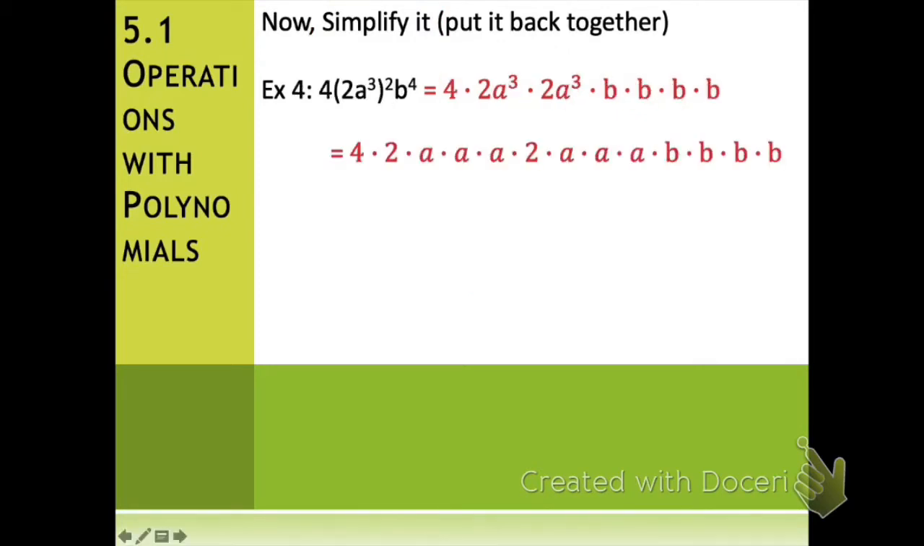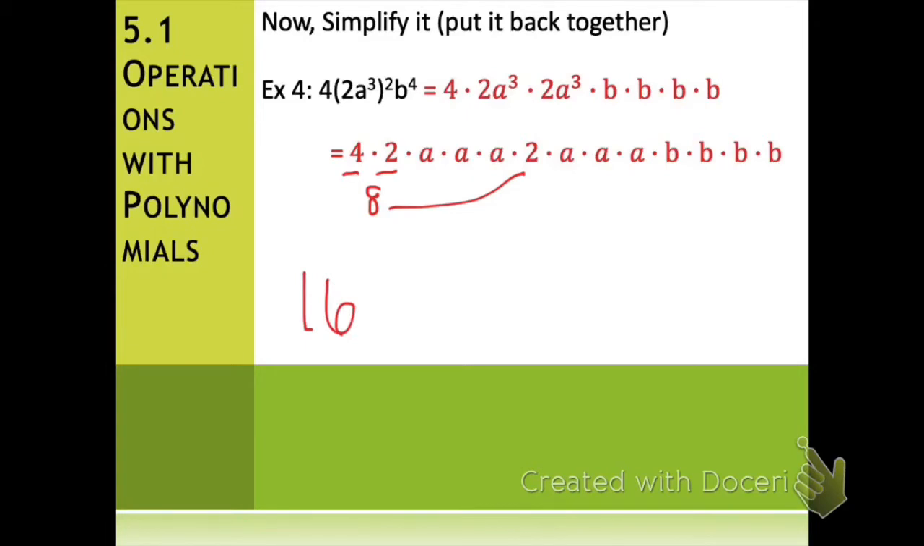Okay, moving on to example 4. This is an example we already looked at. We already expanded it and got this whole thing. Now let's multiply the things that we can put together. If I do 4 times 2, that's going to give me 8. And then I can take that 8 times this 2, so that's going to give me 16.